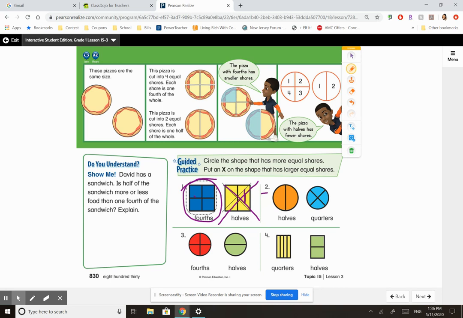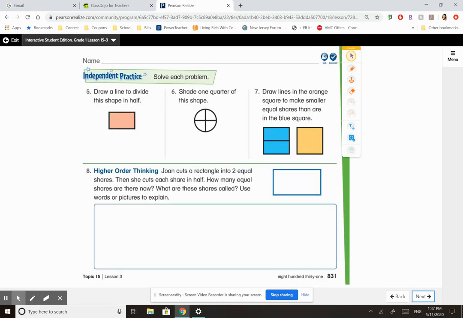So number 2, which one has more equal shares? So circle the shape that has more. Well, there's more people to share. And then an X on the larger piece. All right. Number 3, circle that one that has more people sharing. And put an X on the one that has the larger piece. I'll let you do number 4 on your own. I know the wording is very confusing, so you really got to think about it.